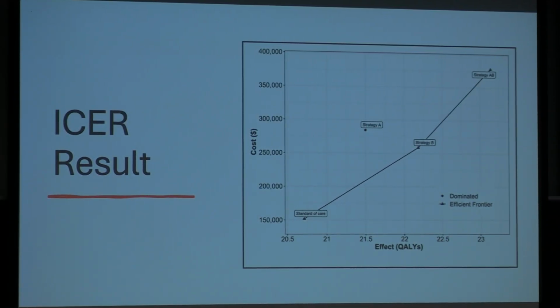As you see, the standard of care, as we of course expect, is the cheapest strategy. So it will have the lowest effectiveness, but it will also be the cheapest. So that's expected. And it turns out, this is the thing that will be interesting. It turns out that strategy B is the most effective strategy, because you see strategy A there has lower effectiveness, but it has higher cost. That's why we say it is a dominated strategy.